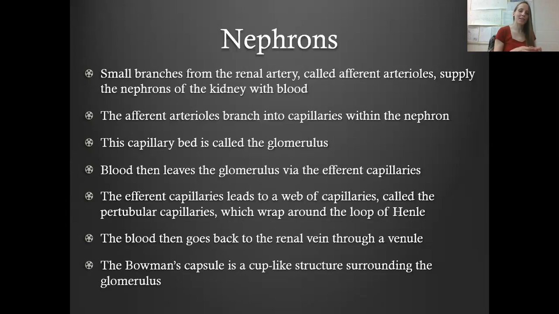Blood is going to leave the glomerulus via the efferent capillaries, which then spread out into a web of peritubular capillaries that wrap around the loop of Henle, and then blood goes back to the renal vein. The Bowman's capsule is a structure that cups around the outside of the glomerulus, that capillary bed.